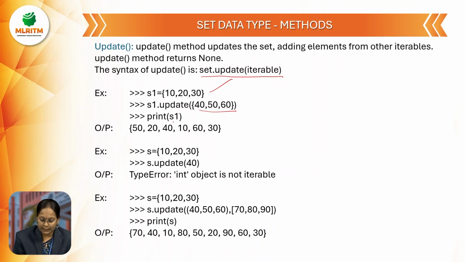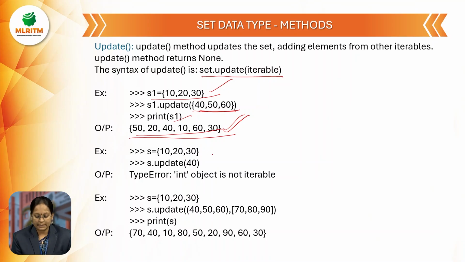Then I am trying to print S1. These 40, 50, 60 values are added to 10, 20, 30 and we are updating the S1 with these values. So again we get the output like this. We are combining, updating this set S1 with these values and finally we got this output.